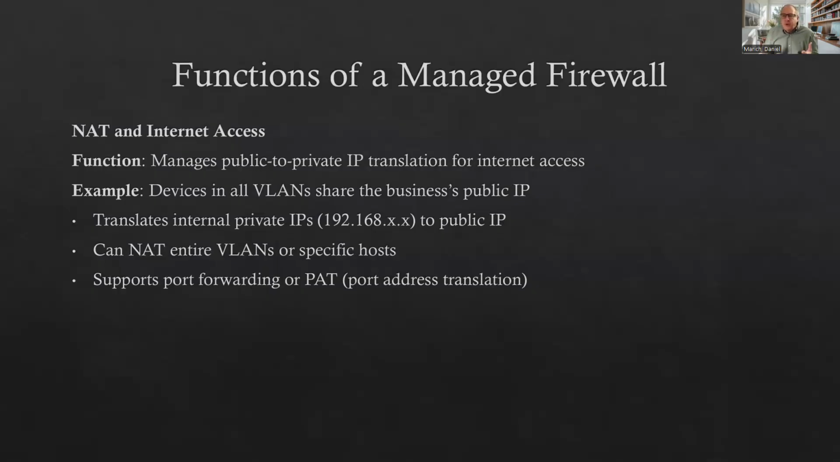So this also has what's called network address translation. What a NAT allows is internal devices that use a private IP address, like 192.168.something, to communicate with external networks by translating those private IP addresses into the organization's public IP address. So, for example, devices across a VLAN can share a single public IP address when accessing the internet.